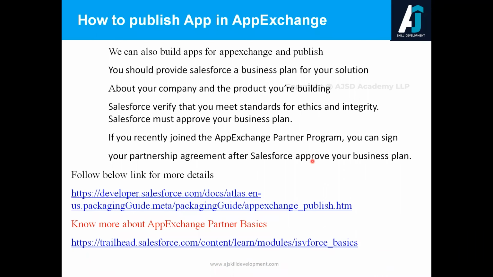For that, first you should provide a business plan to Salesforce, about your company, what product you are trying to build, and what problem area you are trying to solve. All this information should be submitted to Salesforce upfront, before building the solution itself. Salesforce will verify whether you meet the standards, ethics and integrity, and then may approve your business plan. For that, you need to join as an AppExchange partner with Salesforce. If you have recently joined the AppExchange partner program, you can sign your partnership agreement after Salesforce approves the business plan.